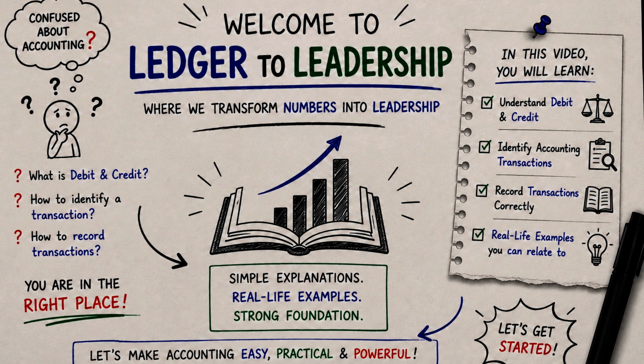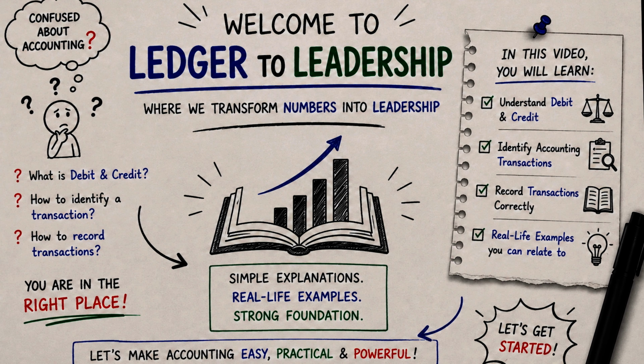Many beginners struggle with two questions. What is debit and what is credit? And how do I know what to record in accounting? If you have ever been confused by journal entries, don't worry. By the end of this video, you will understand what debit and credit really mean, how to identify an accounting transaction, and how to record a transaction correctly, with some real life examples you can relate to.